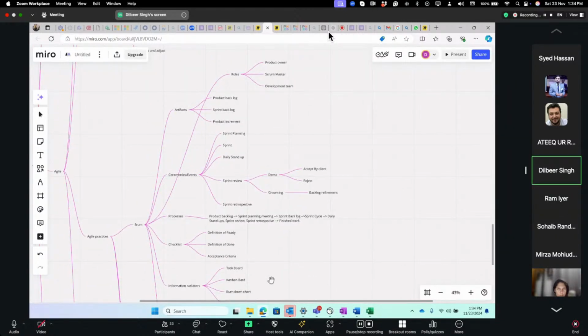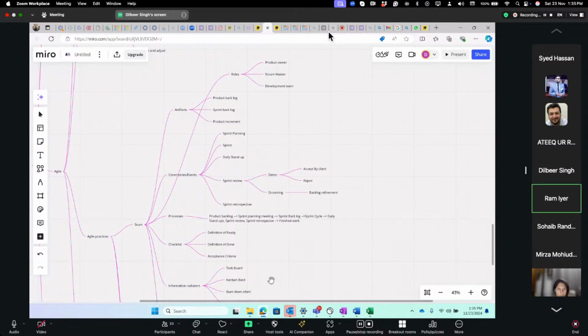So Scrum basically, Scrum has a few of the things listed. First is the basic artifacts that come under Scrum: product backlog, sprint backlog, and product increments.